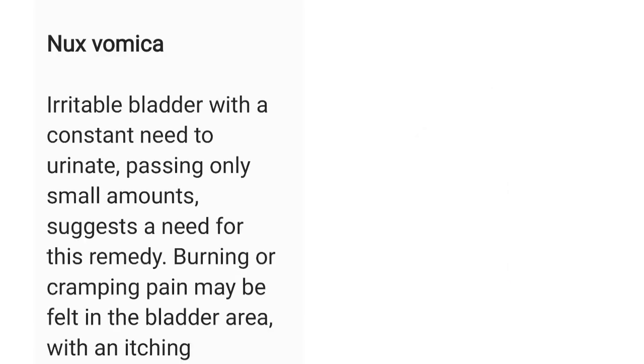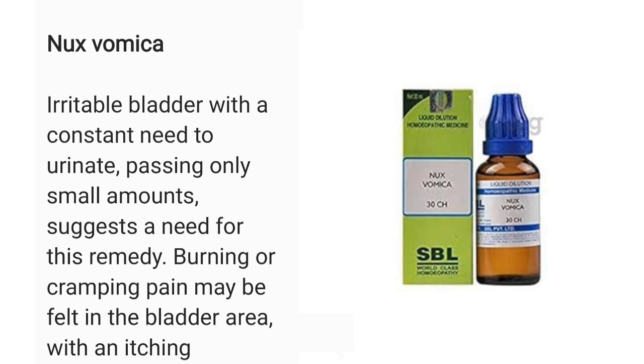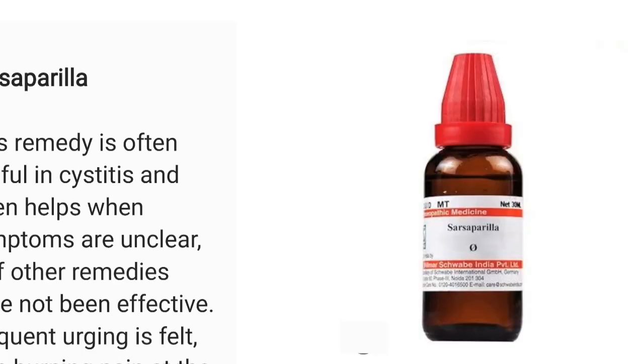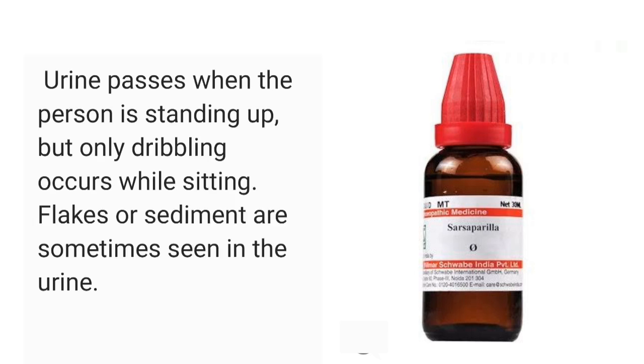Second drug is Nux vomica. Nux vomica has a symptom peculiar to irritable bladder with a constant need to urinate. Passing only small amounts suggests this remedy. Sarsaparilla is the most frequently recommended homeopathic remedy for UTI. In this, the patient has frequent urging felt with a burning pain at the end of urination. Flakes or sediments are sometimes seen in the urine.